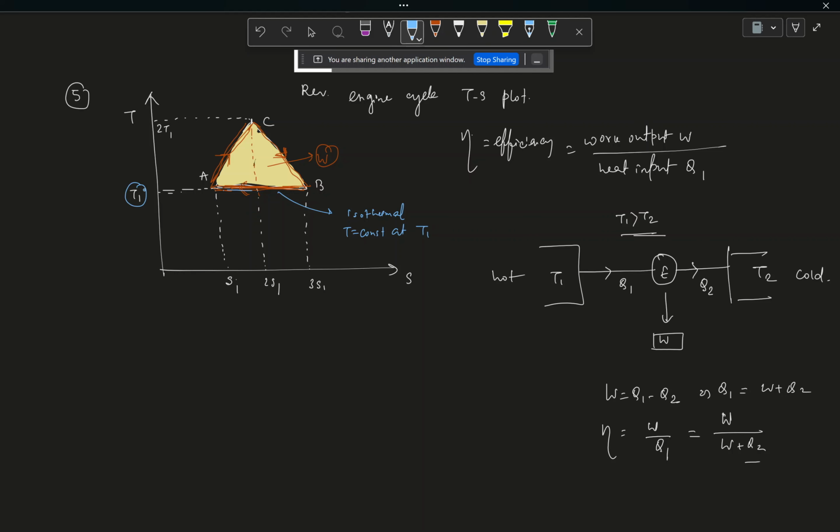And as per the diagram, this T1 is the lower temperature end and 2T1 is the higher temperature end. So at C you get to the higher temperature end, but during AB, temperature is fixed at T1 and it is the lower temperature end.